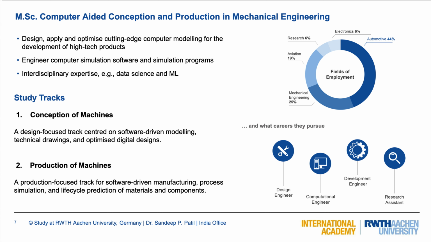And if you look at the designation of the students at the start of their career, it is mainly design engineer, computational engineer, development engineer, research assistant, or research engineer. So these kinds of titles you will find at the end of your degree and the start of your career. This is one of the famous master's degree programs, and I have been acting as study coordinator for this program for the last 10, 15 years, since I entered Aachen.